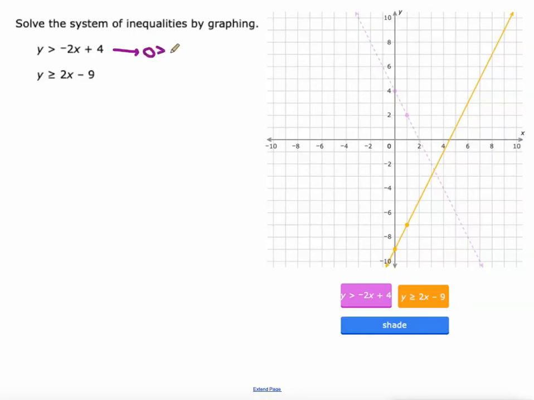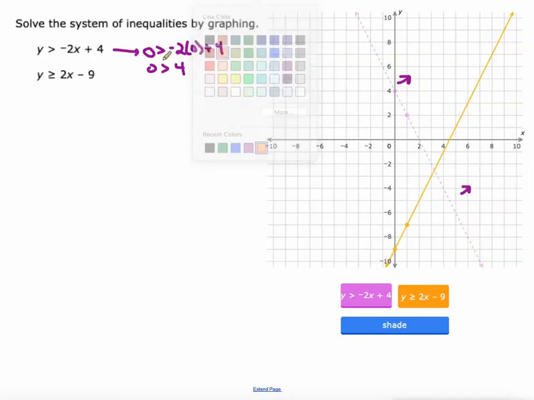Is 0 greater than -2 times 0 plus 4? Some of this is work that you can do in your head too, because -2 times anything times 0 will be 0. So is 0 greater than 4? It's not. That's not a true statement. So we wouldn't shade that side. So as of right now, we're shading that side.